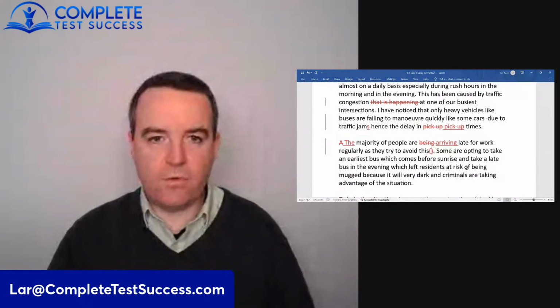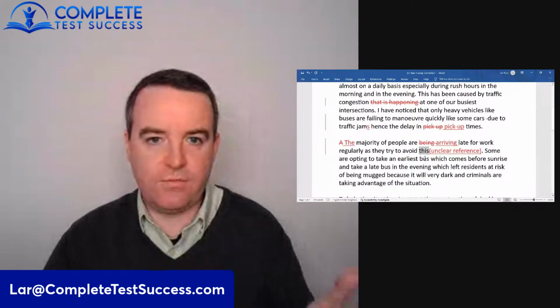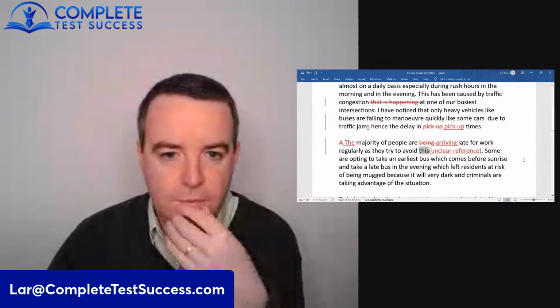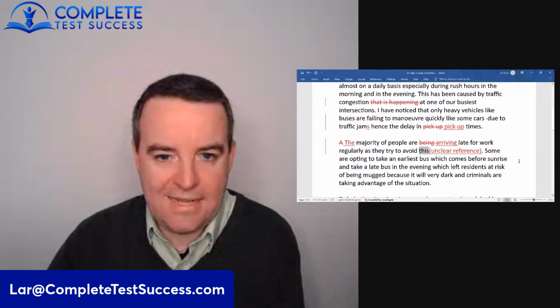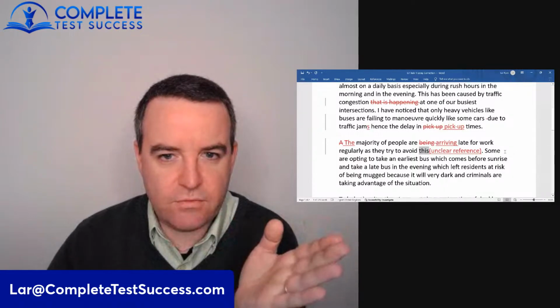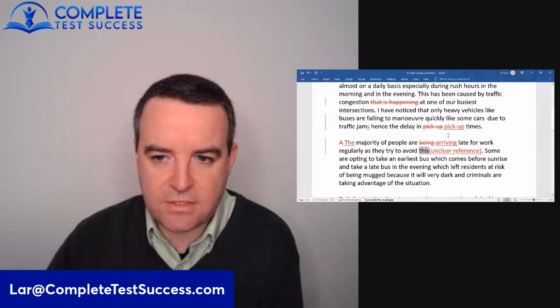And that's a problem for your coherence and cohesion. So you're saying "this," it means you're talking about something that you've mentioned earlier, but it's unclear what this is referring to. So they're trying to avoid being late. They're trying to avoid using the bus. They're trying to avoid the traffic congestion. So that's unclear.